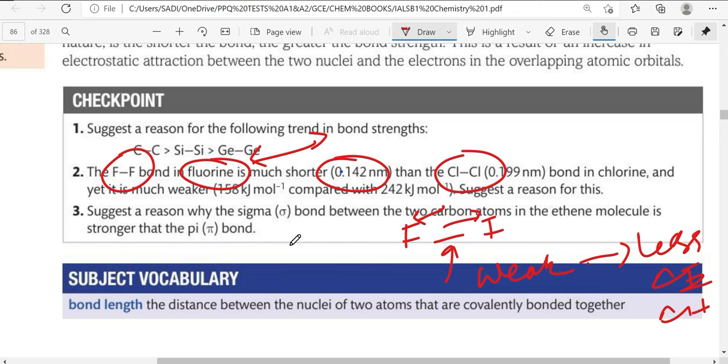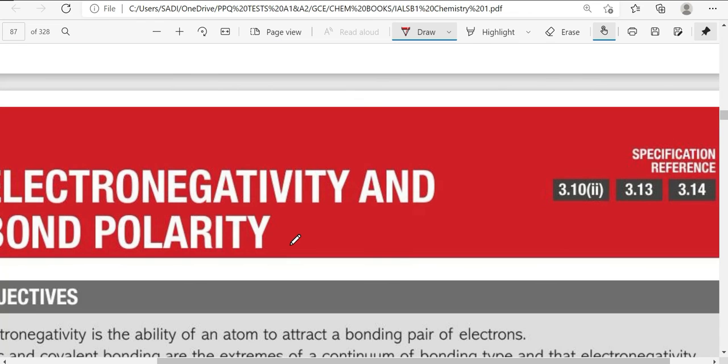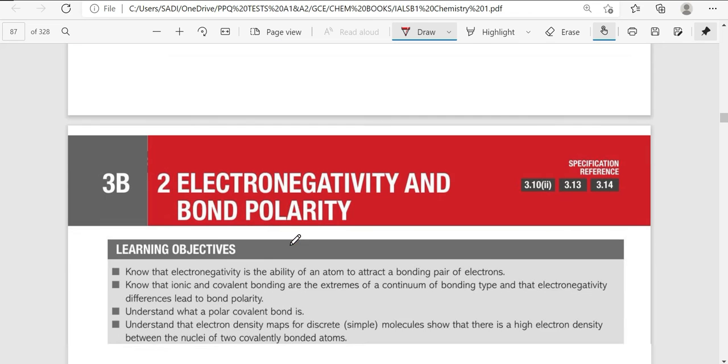So bond length is actually the distance between the nuclei of the two atoms that are covalently bonded together. That bond distance is actually important. The shorter the bond length, the stronger is the bond, the more amount of energy is needed, the higher is the melting and boiling point, and vice versa. Any question? No, sir.